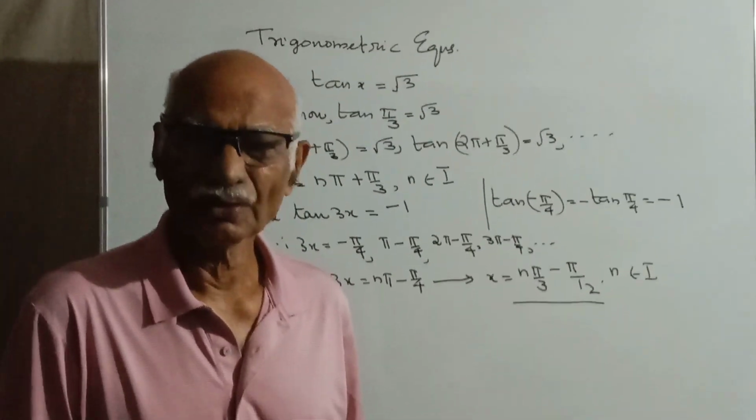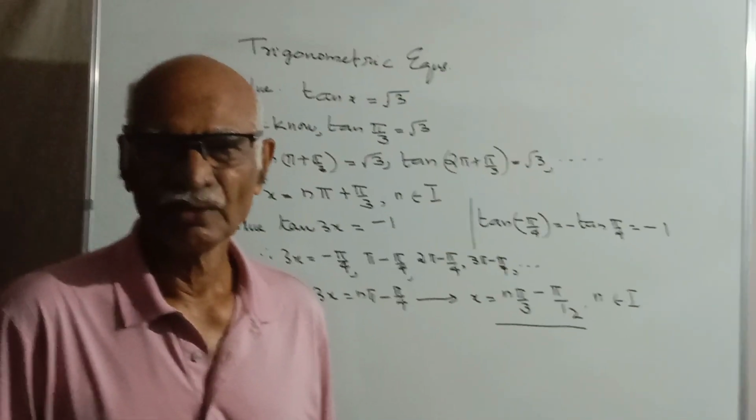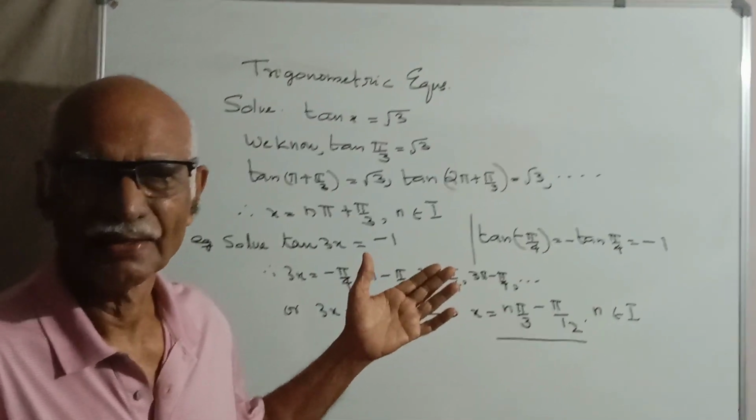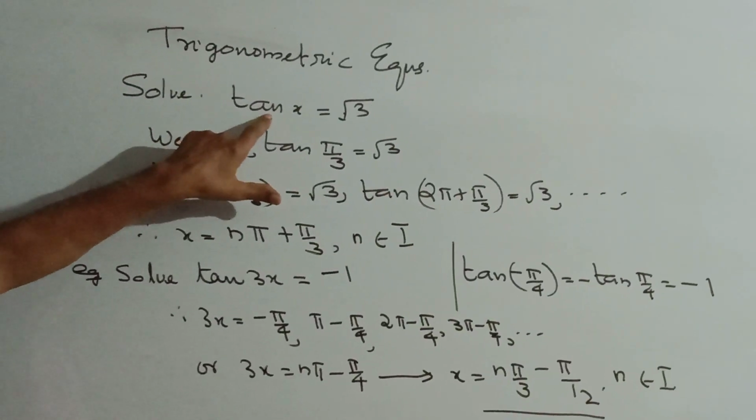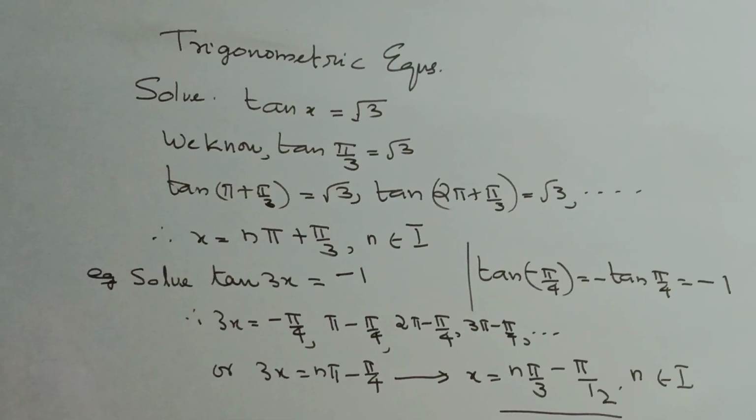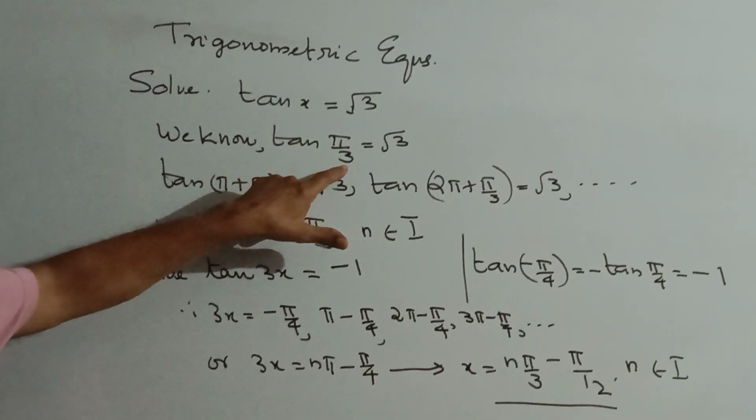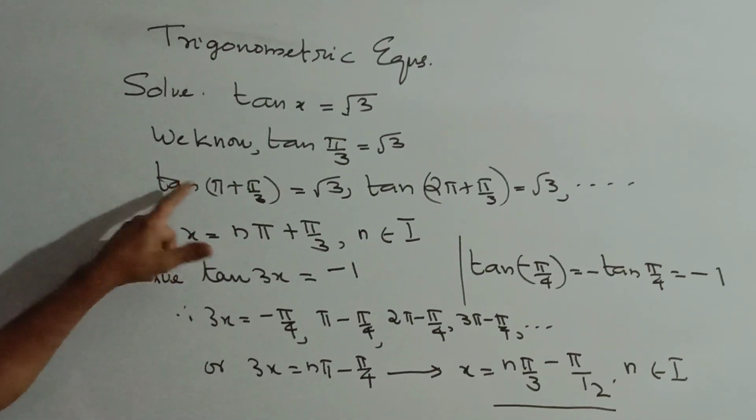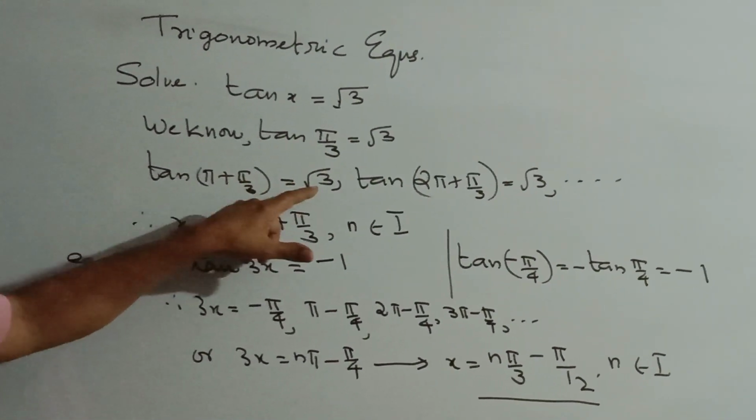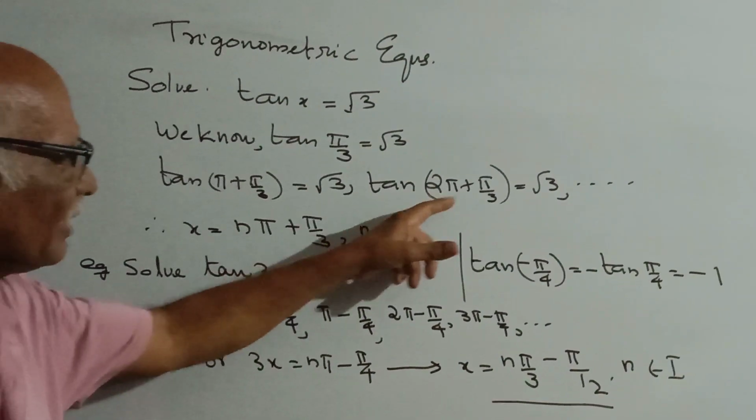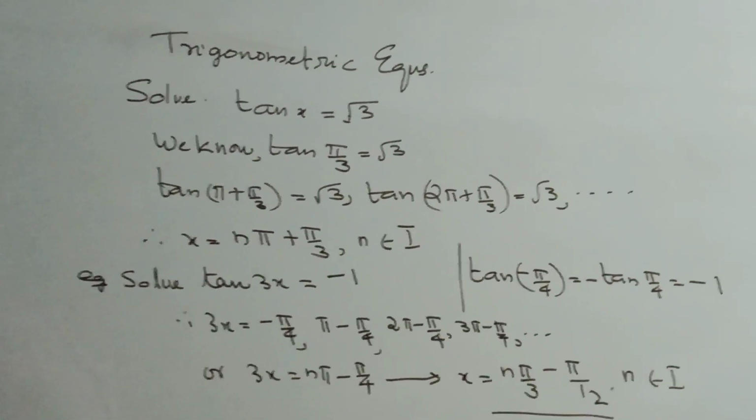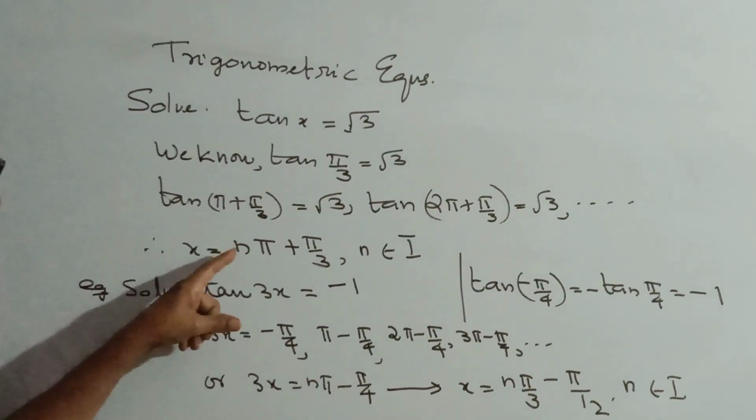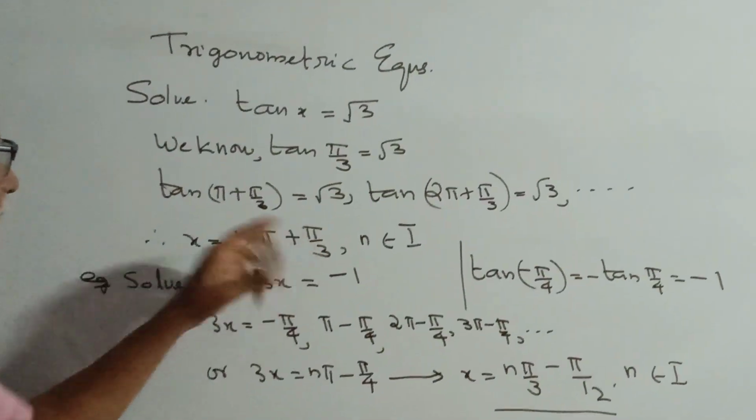Now we were working on trigonometric equations. Now it is tan theta business. For tan x equals root 3, we know tan pi by 3 is root 3. Tan of pi plus pi by 3 is also root 3. Tan of 2 pi plus pi by 3 is also root 3. So we see the formula comes: x equals n pi plus pi by 3.